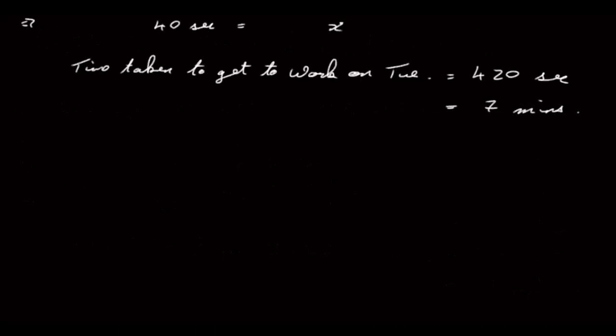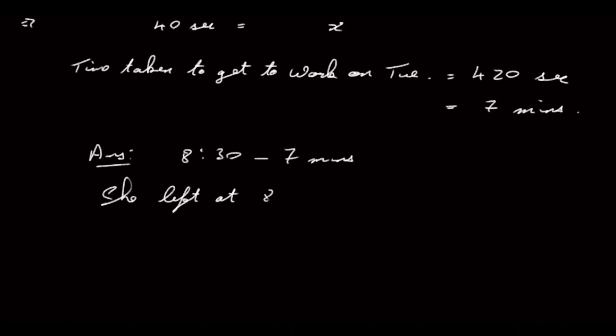Now, what time did she leave then? Well, if she got in at 8:30, our answer is just going to be 8:30, and we've got to subtract 7 minutes. Subtract 7 minutes, that means she left at 8:23. That's 23 minutes past 8. And that's it for this question.